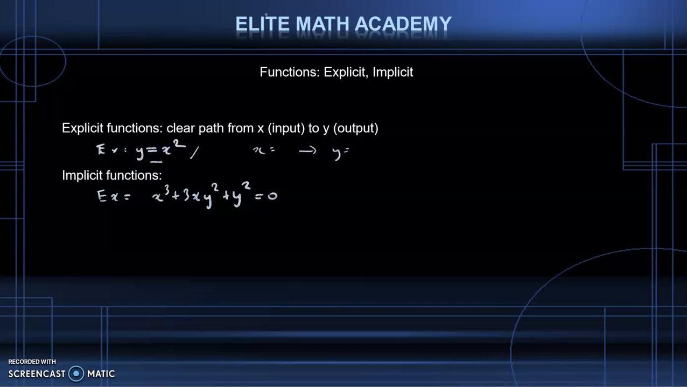However, implicit functions are not so clear. For x values or any other value that we put in a function, it is not super clear how we can find y. These are called implicit functions.